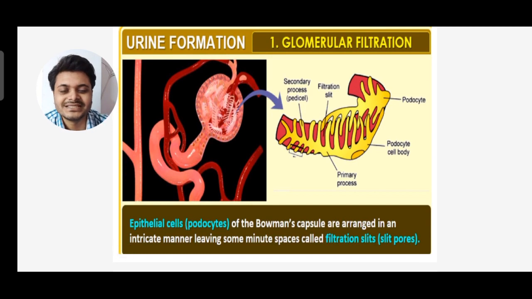Here we can see the filtration slits or pores. You can see the secondary processes, the filtration slit, the podocyte cell body, and the primary processes. Again I repeat, the epithelial cells, also called podocytes, of Bowman's capsule are arranged in an intricate manner, leaving some minute spaces called filtration slits or slit pores.